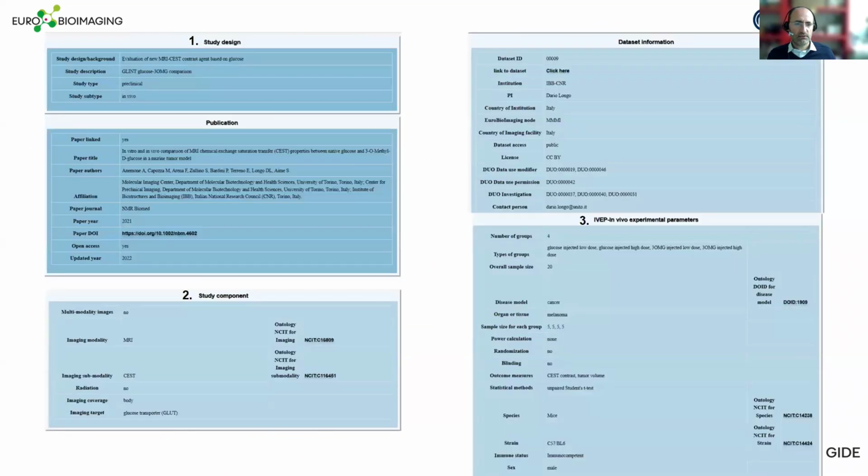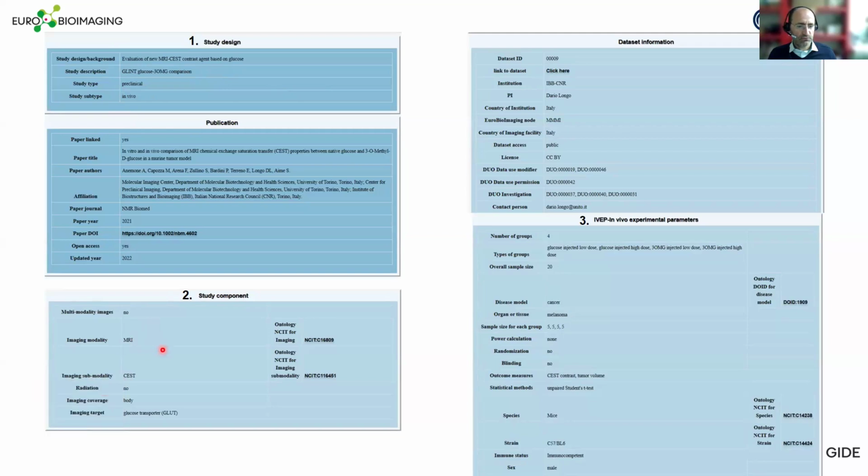You can see here some representative example providing all the different sections and all the metadata that are collected. So starting from the study type, study design. Of course, if we are talking about preclinical data, usually they are in vivo data. All information associated to the publication that is linked to the image dataset. Information related to the study component.